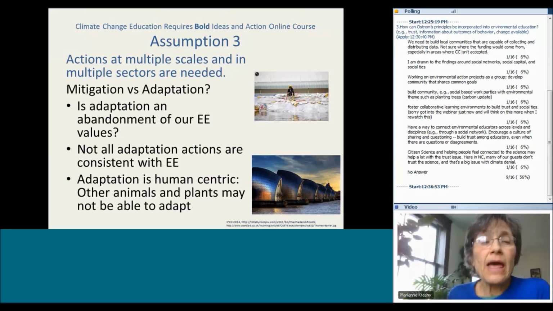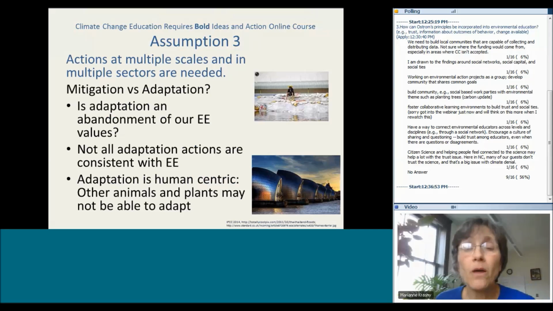First is adaptation and abandonment of our traditional environmental education values. In other words, for over 100 years, environmental education has been about reducing our impact on the environment. So essentially, actions that are consistent with mitigation. So if we decide now that we instead are going to focus on adaptation, are we sort of giving up and saying, well, it's going to happen, so we just need to adapt? So that's one question I have about mitigation versus adaptation.